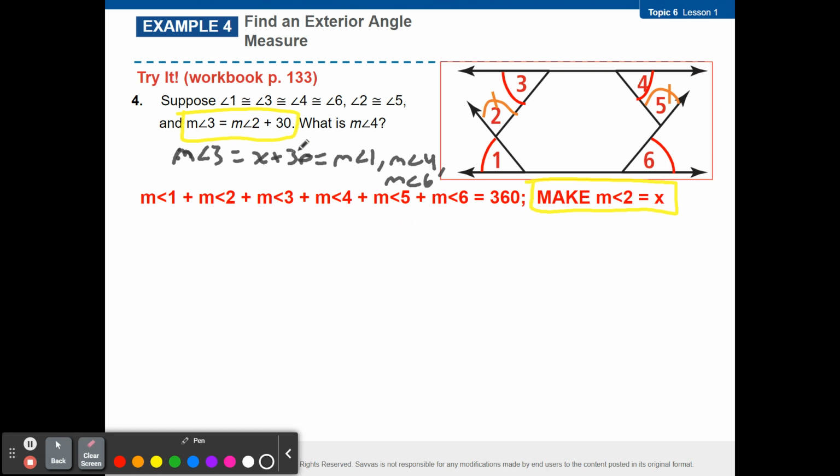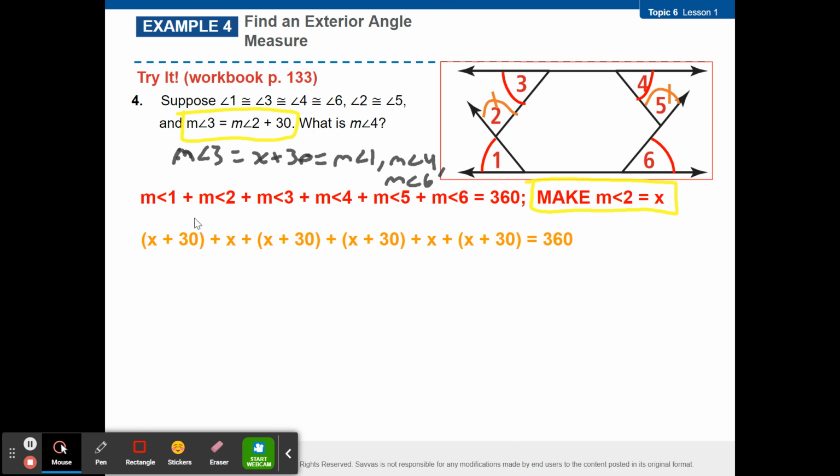And we can take all this information and substitute in. So measure of angle 1, we have x plus 30. The measure of angle 2, we stated is x. So that's what we have here. The measure of angle 3, x plus 30. The measure of angle 4, x plus 30. The measure of angle 5 is equal to the measure of angle 2, so I just declared that as x. And the measure of angle 6 is going to be x plus 30.